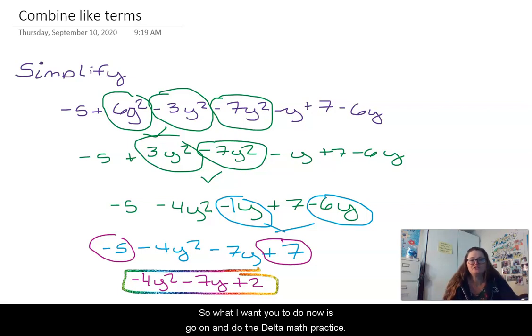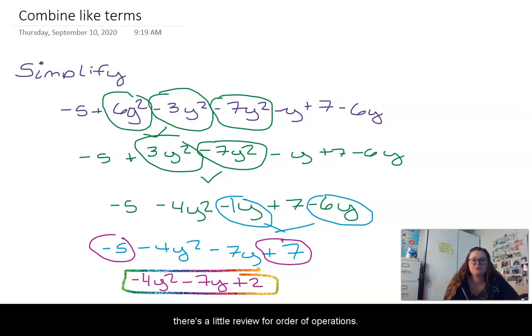So what I want you to do now is go on and do the Delta Math practice and practice combining like terms. And then of course there's a little review for order of operations.